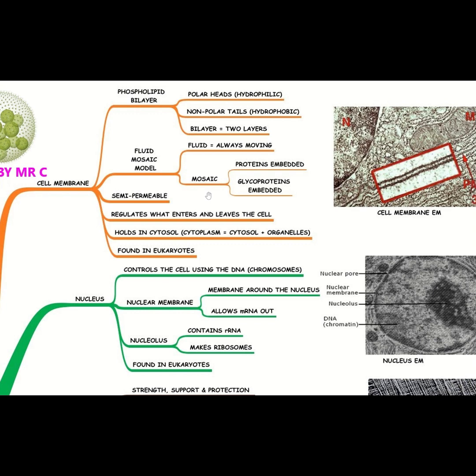And it's a mosaic because not only does it have phospholipids in it, but it also has proteins and glycoproteins, and in fact, some lipoproteins embedded in that cell membrane. It's semi-permeable because it regulates what enters and leaves the cell. It lets water in, but tries to limit the passage of ions like sodium and potassium and chloride. The cell membrane holds the cytosol, which is just the water inside the cell. In fact, the word cytoplasm means cytosol plus the organelles. And cell membranes are found in eukaryotes and prokaryotes for that matter.